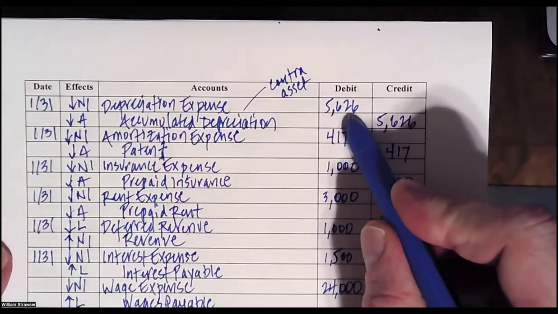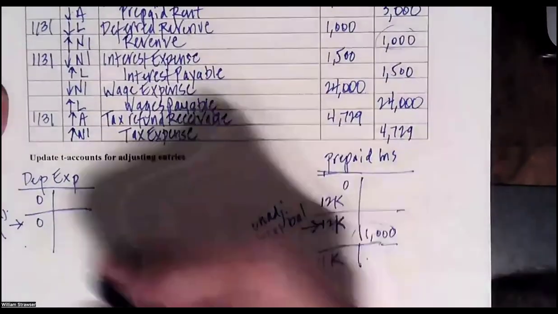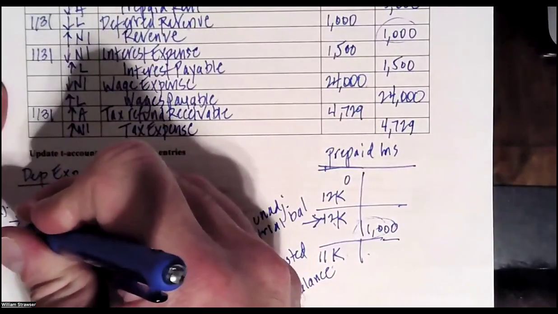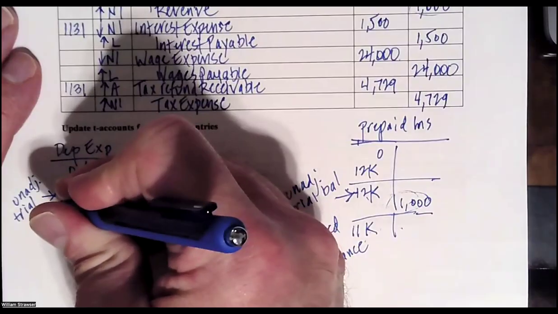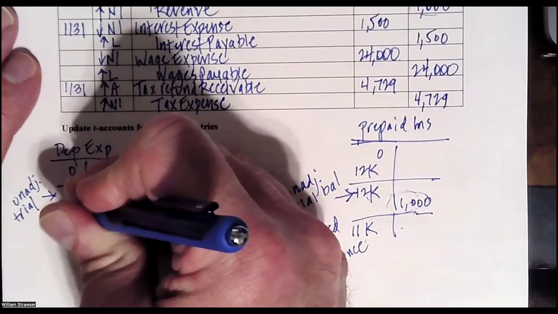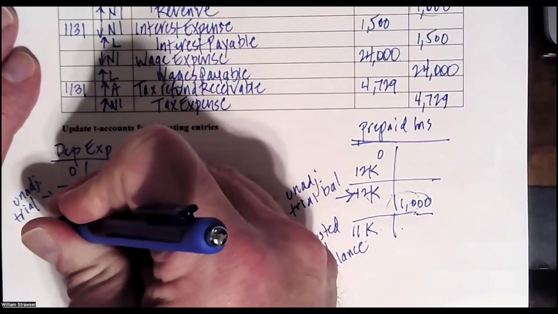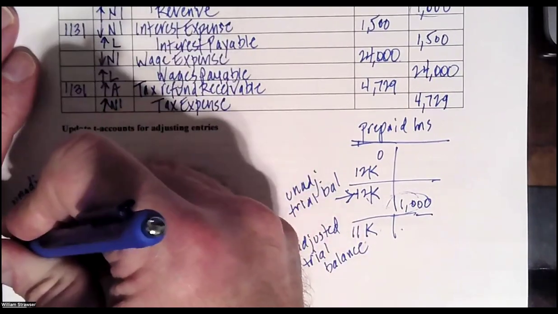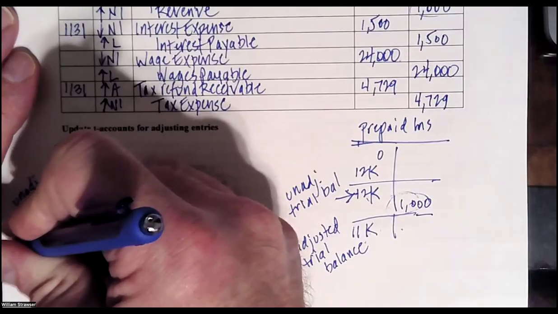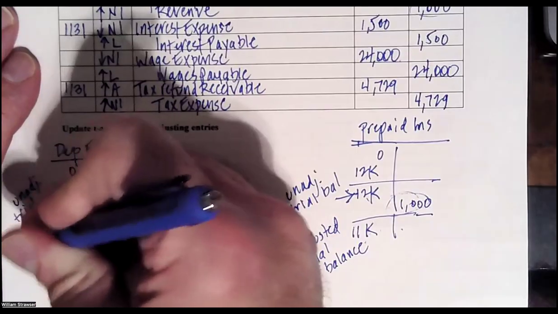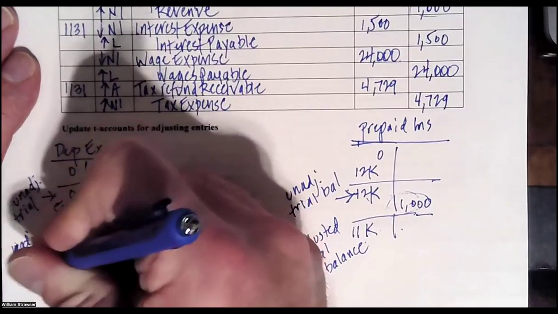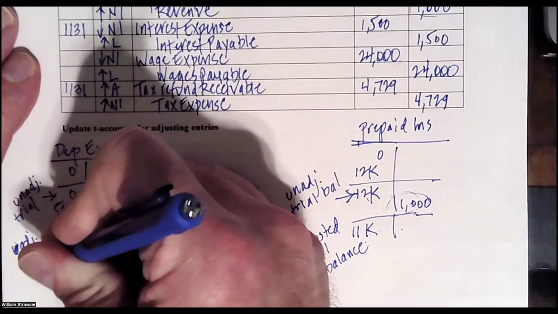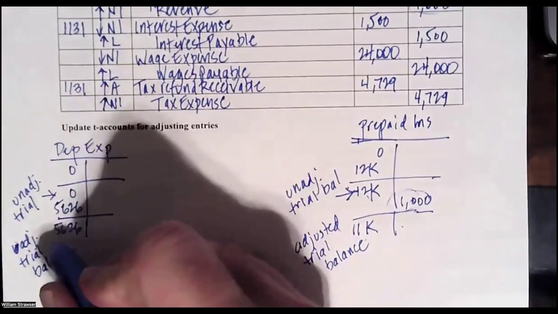But now we made an adjusting entry debiting it for 5,626, my apologies. So that enters in here as a debit, 5,626, and creates the adjusted balance, the adjusted, not unadjusted, trial balance that we would find after we made that entry.